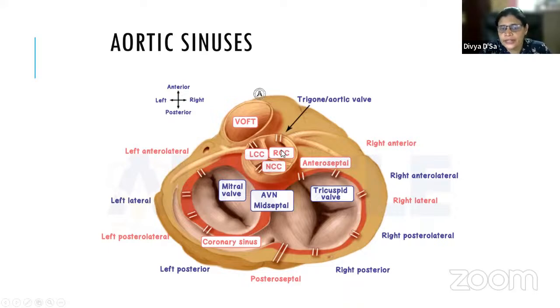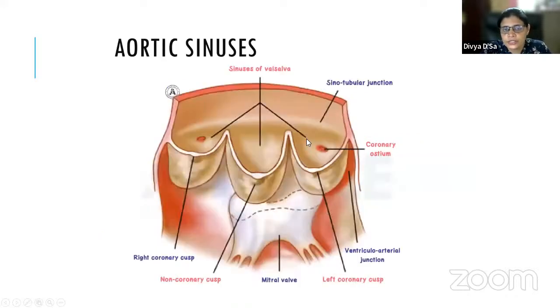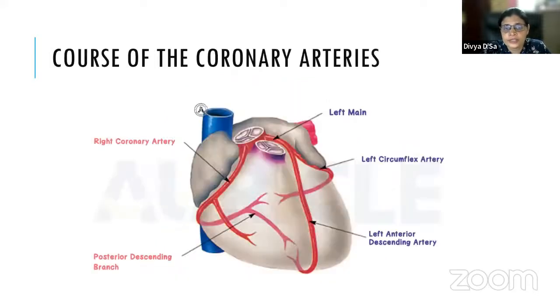So from the right coronary sinus, here we have the opening. This is the anterior aortic sinus from which begins the right coronary artery. And from the left posterior, we have the left coronary artery beginning. So these are the sinuses. They are also otherwise called the sinus of Valsalva.